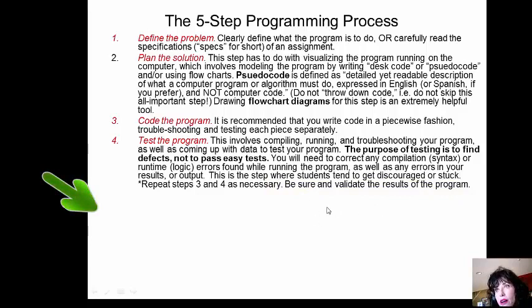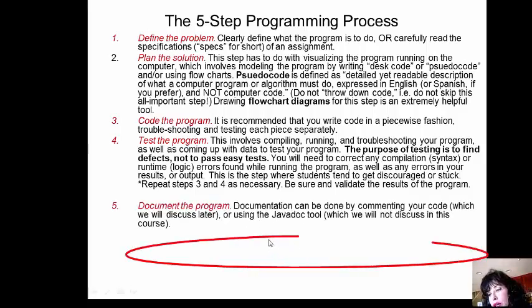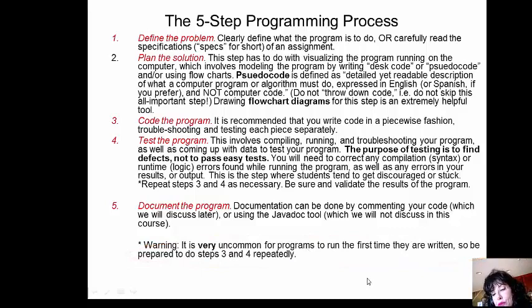That is, make sure that all of your output matches what you intended. And finally, number 5, document the program. Documentation can be done by commenting your code, which we're going to discuss later, or using the JavaDoc tool, which we're not going to use in this course. Finally, the warning here. It's very uncommon for programs to run the first time they are written, even for me, so be prepared to do steps 3 and 4 repeatedly.